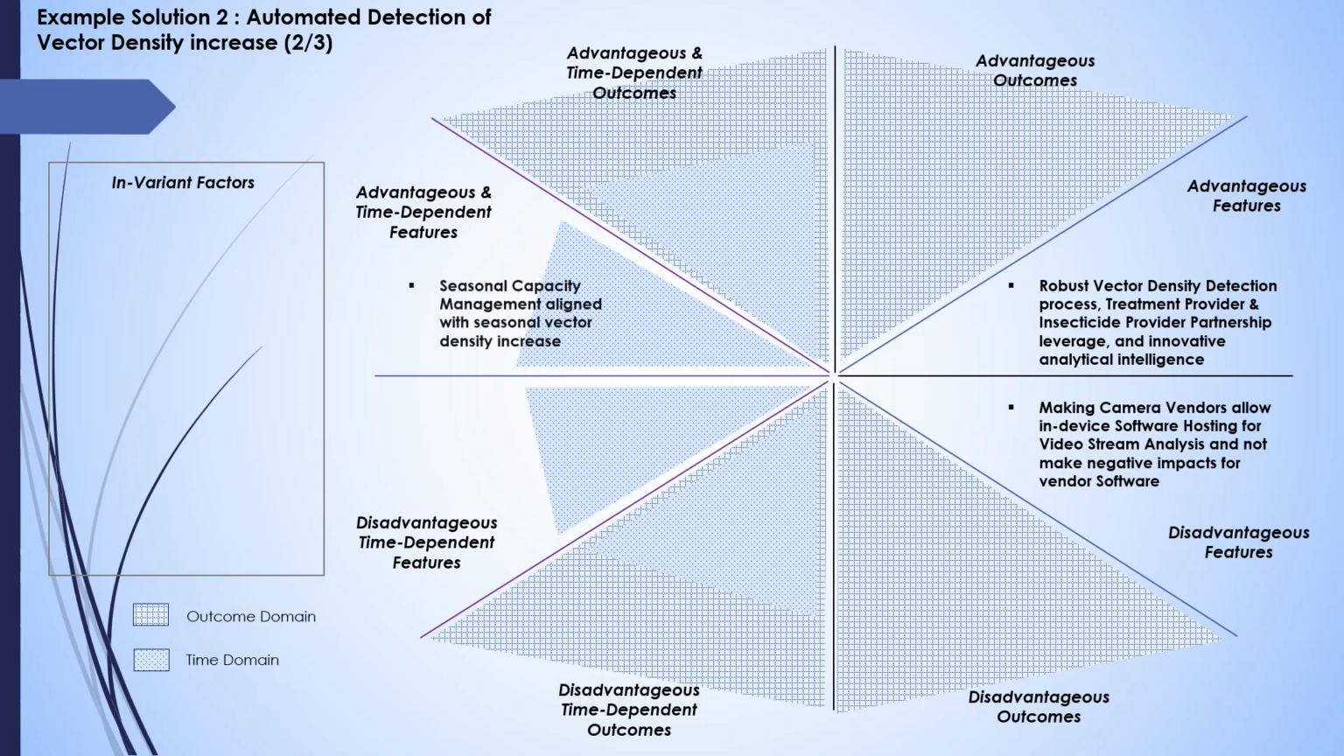Now bring time into the picture, and start with the time-linked advantageous feature. Seasonal capacity management, aligned with the natural cycles of vector density increase, is a capability that improves meaningfully with experience. Early in the solution's life, seasonal demand patterns may catch operators off guard, but over time, with accumulated data and deepening subject matter expertise, the ability to anticipate seasonal surges and pre-position treatment capacity accordingly becomes a genuine operational strength.